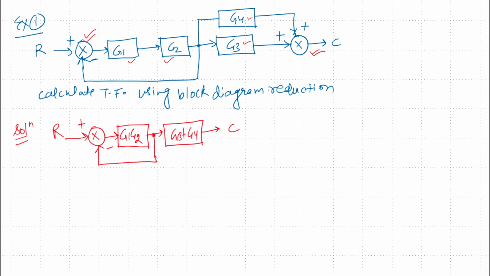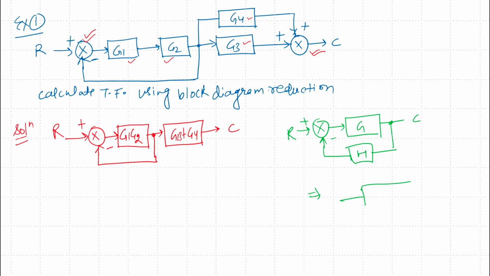Now there is a feedback, if you can remember. I have represented the closed loop control system. If you can remember, a closed loop control system like this, with the feedback gain H. It can be represented by a single block with the gain G upon 1 plus GH, if there is a negative sign here. So it will be G upon 1 plus GH.